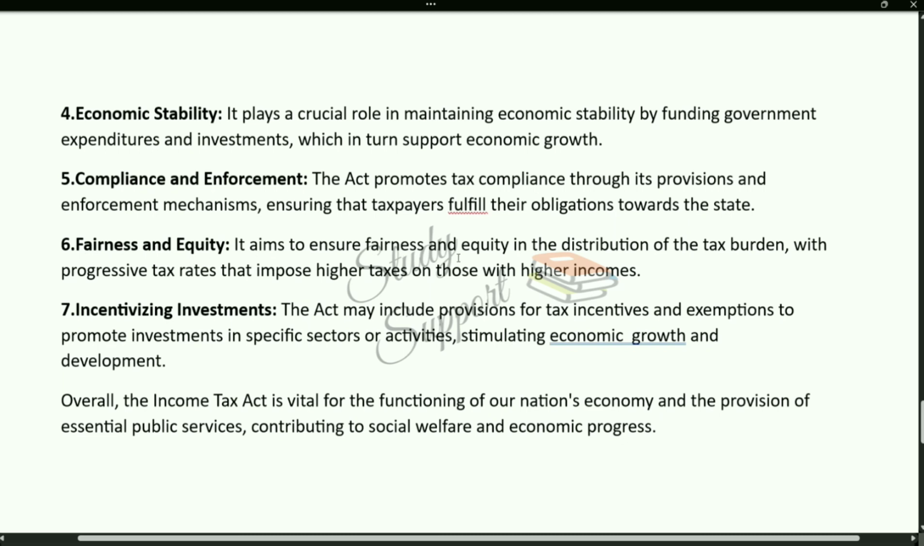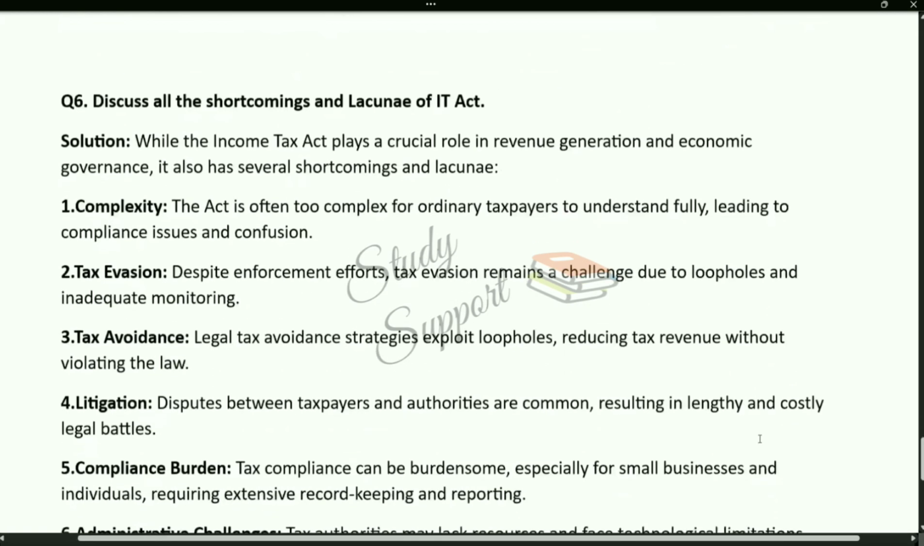6. Fairness and equity. It aims to ensure fairness and equity in the distribution of the tax burden, with progressive tax rates that impose higher taxes on those with higher incomes. 7. Incentivizing investments. The Act may include provisions for tax incentives and exemptions to promote investments in specific sectors or activities, stimulating economic growth and development. Overall, the Income Tax Act is vital for the functioning of our nation's economy and the provision of essential public services, contributing to social welfare and economic progress.